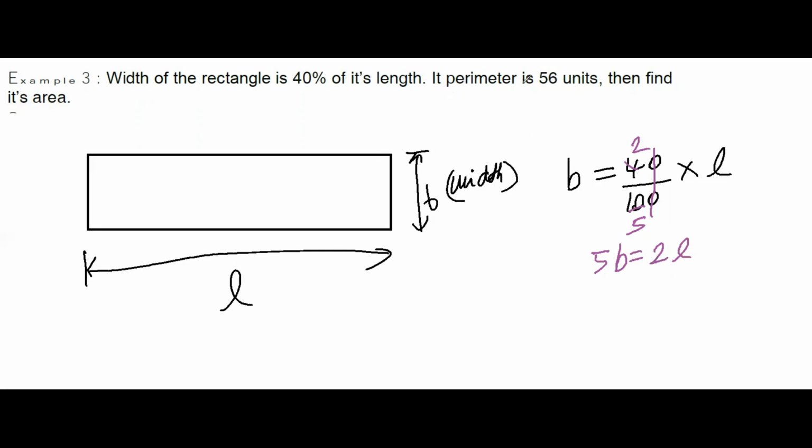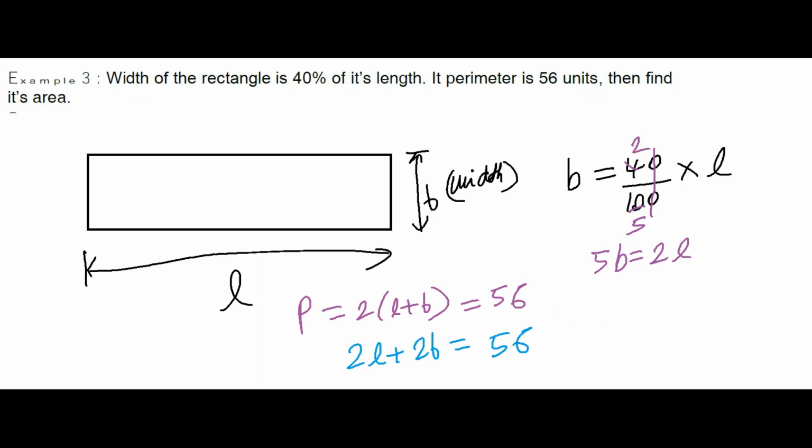Second, what it says, its perimeter is 56 units. So when I say perimeter, it means the sum of all the boundaries. So that perimeter comes out to 2 times (l plus b). This is given to you, which is 56 units. So in this equation, I will divide by 2, and I will get l plus b, or else no need to divide by 2, I will just expand this. So I will get 2l plus 2b is equal to 56.